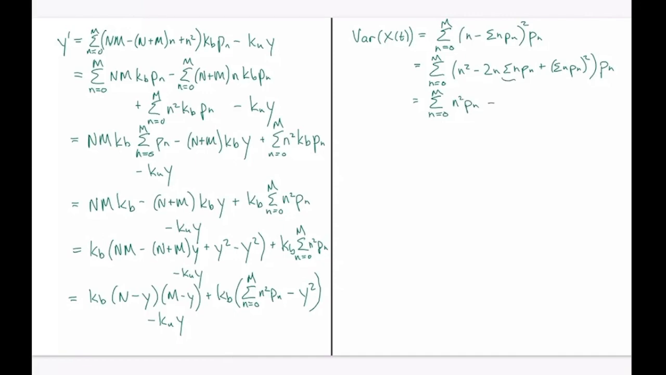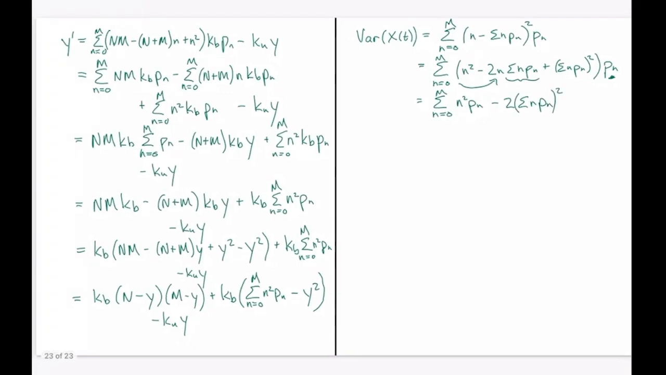minus, now this is just a constant, well, it changes in time, but it's a constant with respect to n. When I take the sum and distribute it over, with the Pn multiplying it, this is really minus 2 times the sum of n Pn, squared, because there are two of them there. And then the last term is plus, now this one is just y squared.